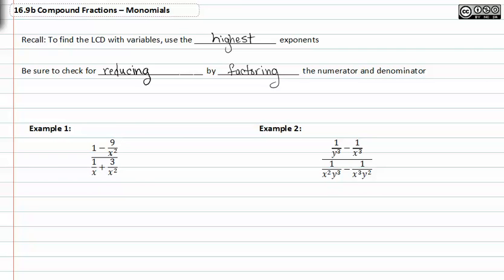In example 1, notice that our denominator is an x squared. And likewise down here we have x to the first power and x to the second power. Because we're supposed to take the highest exponents when we're trying to find the LCD, we know that our LCD is going to be x to the second, or x squared. That's what we'll multiply to each term in the numerator and the denominator.